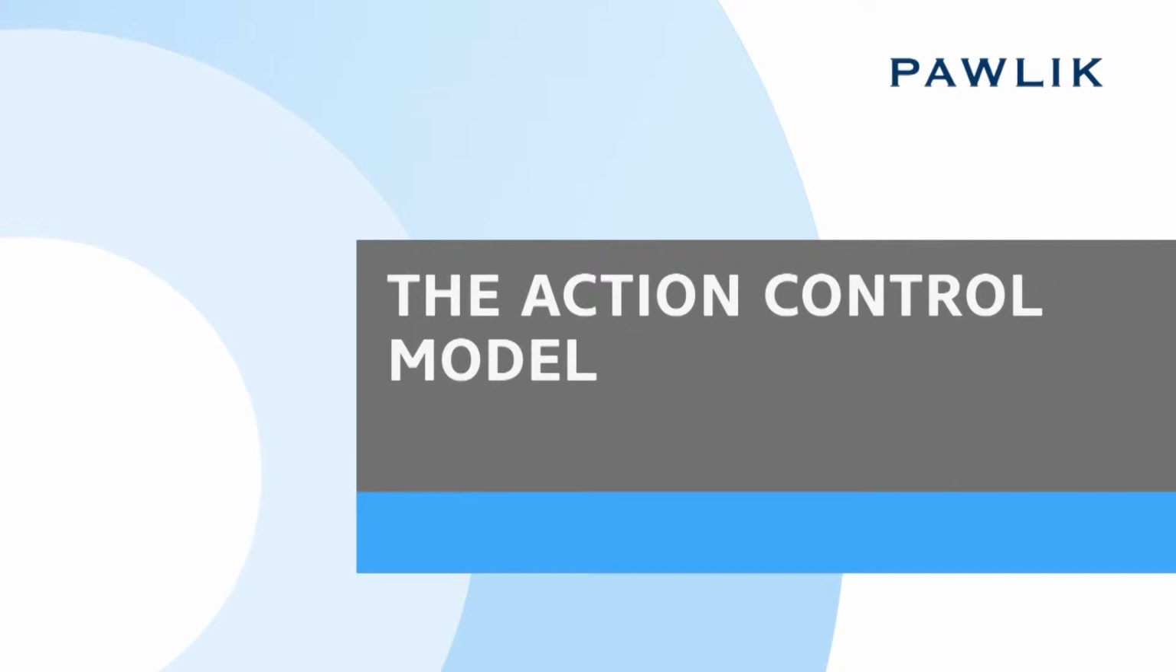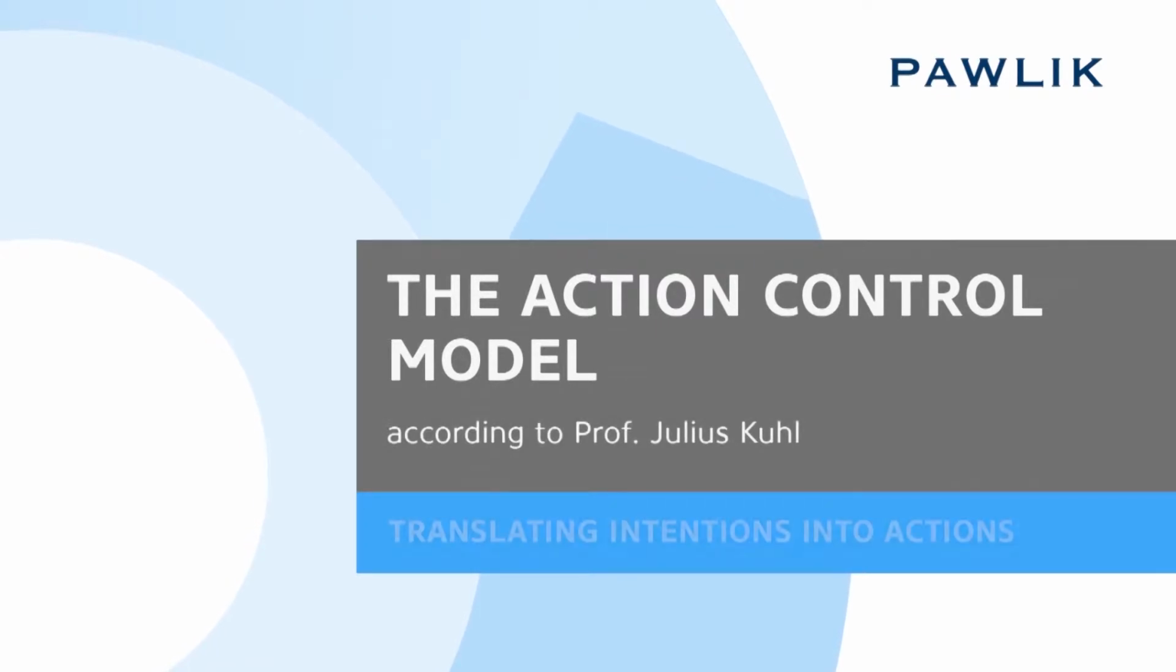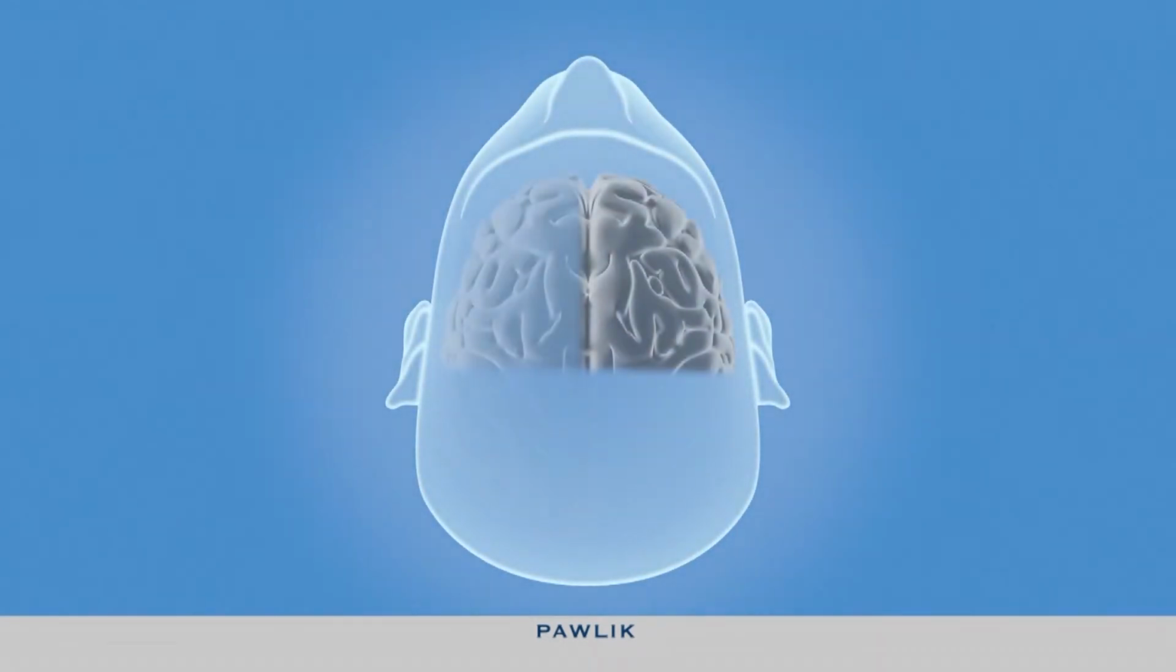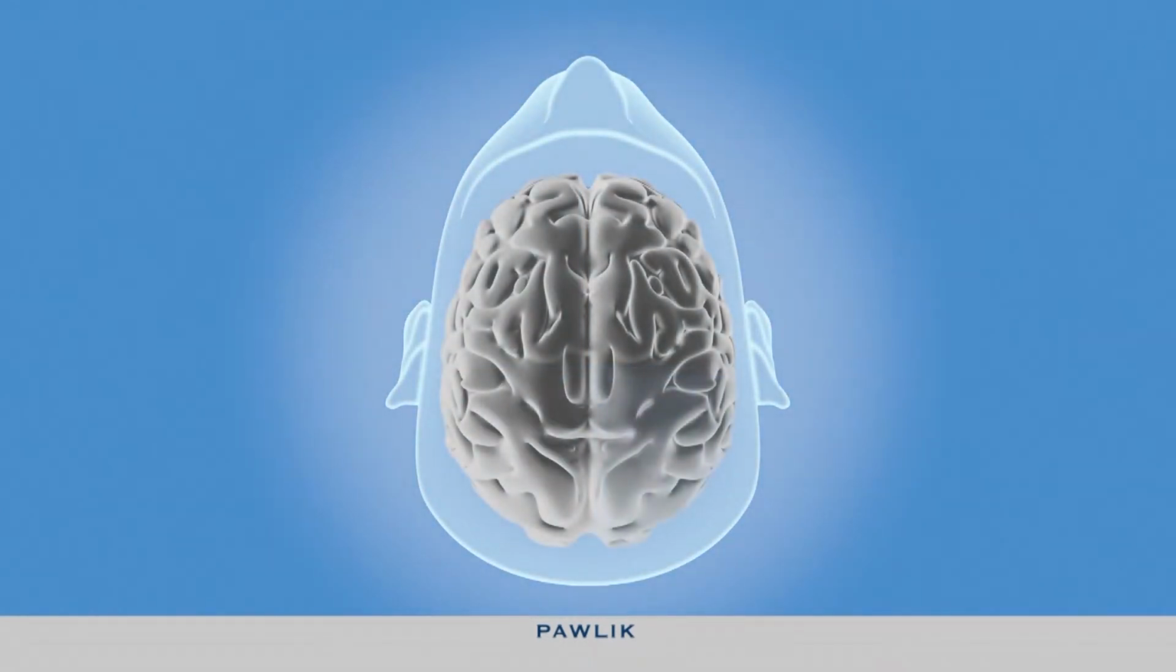The Action Control Model, according to Professor Julius Kuhl, translating intentions into actions. Every person uses their four brain systems differently. Depending on which brain system we activate, particularly easily in certain situations, we exhibit a corresponding behavior in both our working and personal lives. Let us take a closer look at the four brain systems.